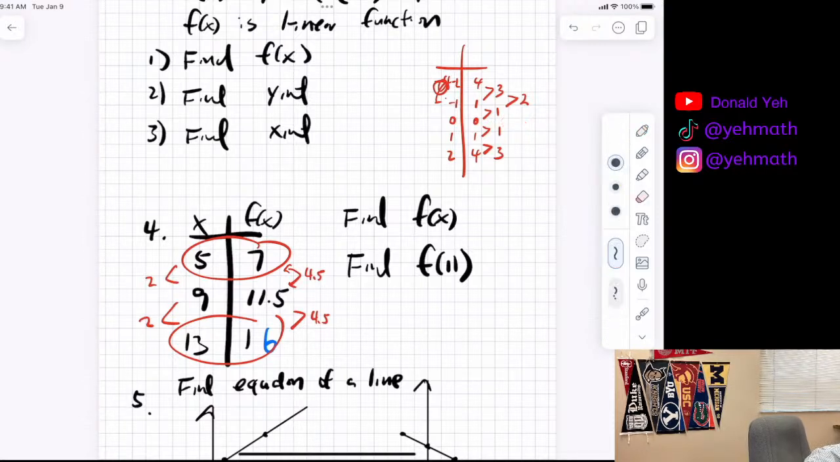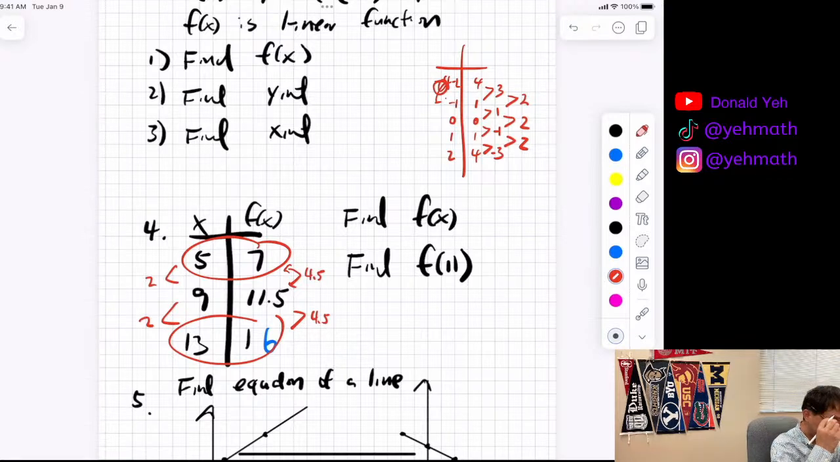So 4 subtract 1 is 3, and 1 subtract 0 is 1. 0 subtract 1 is what? -1, and this one is going to be -3. So now you're going to see the difference is 2, and this difference is 2. If the second differences are the same, this function is quadratic. If the first differences are the same, it's called linear. So this is x, and f of x is equal to x squared. So you can see that second difference. If the second differences are the same number, then it's actually quadratic.